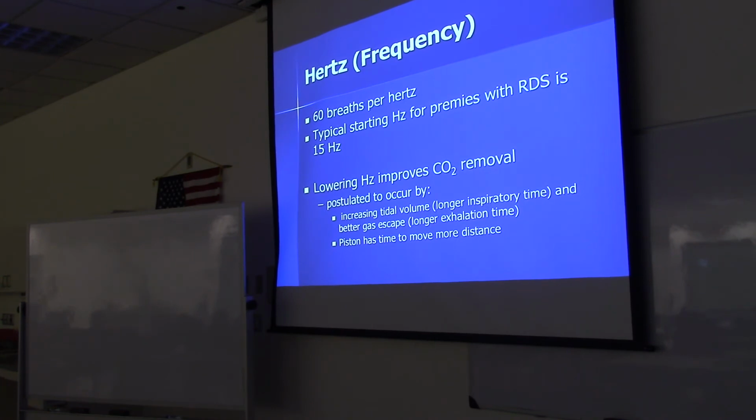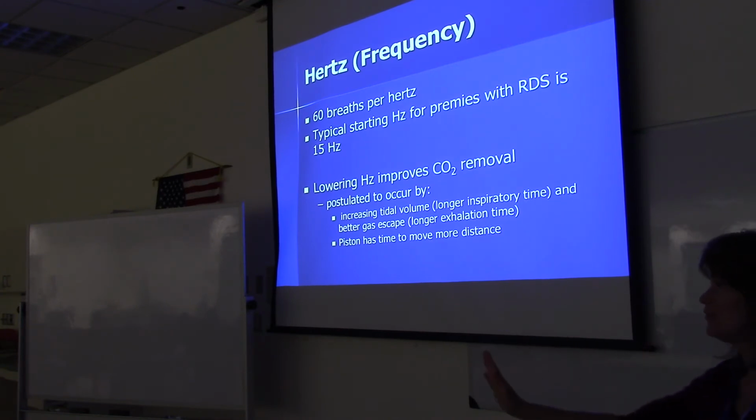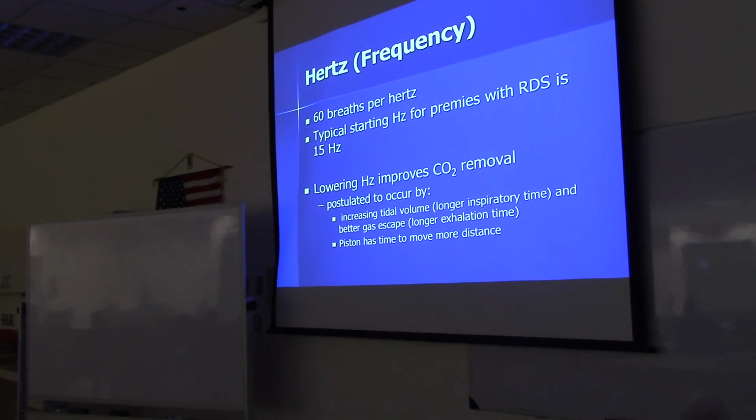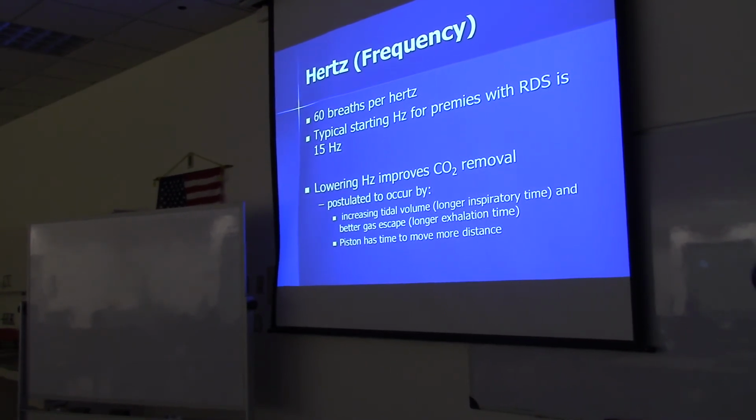So it tells you that the CO2 removal improves when you lower Hertz because you're increasing the tidal volume with a longer inspiratory time, and there's a longer time for exhalation. Also, the piston has time to move more distance. So when you slow it down, it can move forward further, it can move back further, and that's going to change the size of the tidal volume. So fast and little, slow and big.